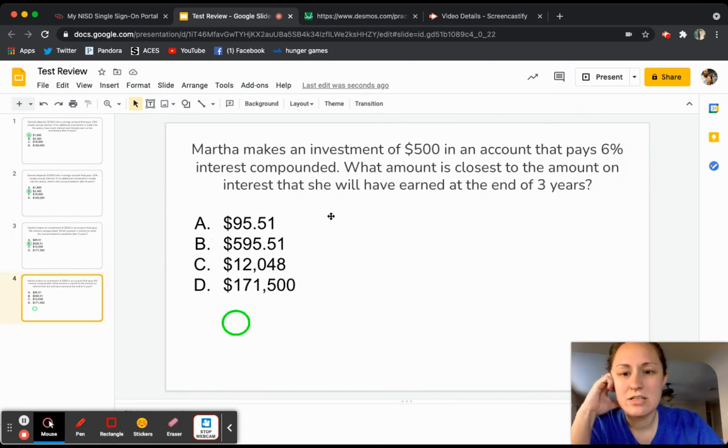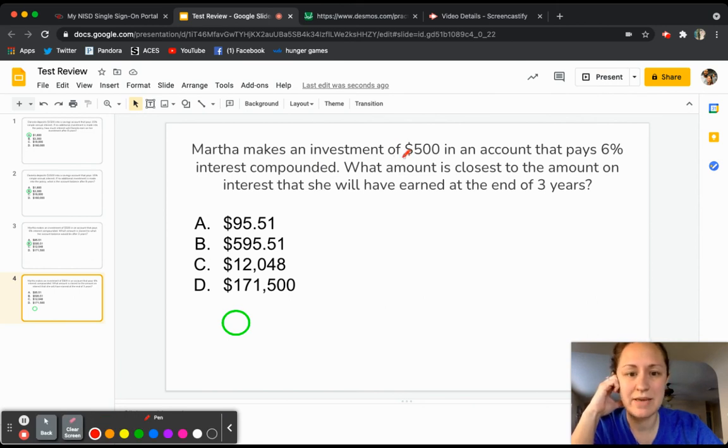Okay, so again, just like our video with our simple interest, we're going to be using a really similar problem, but as we get down to our question, things get a little bit different. We're still talking about Martha, and Martha is making her investment of $500 into an account that pays 6% interest compounded. Again, compounded is super important. That is telling us exactly which formula we want to use. It's asking what amount is closest to the amount of interest that she will have earned at the end of 3 years.